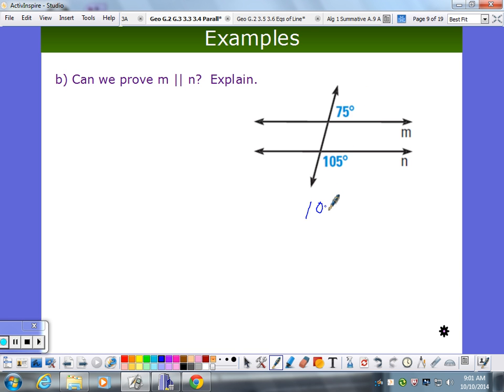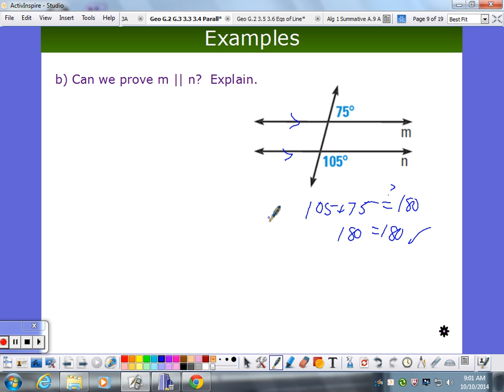Are they supplementary? Does 105 plus 75 equal 180? Well, let me, oh, look at that. It does. So that means since the consecutive exterior angles are supplementary, then the lines are parallel. Yes, we can conclude that.